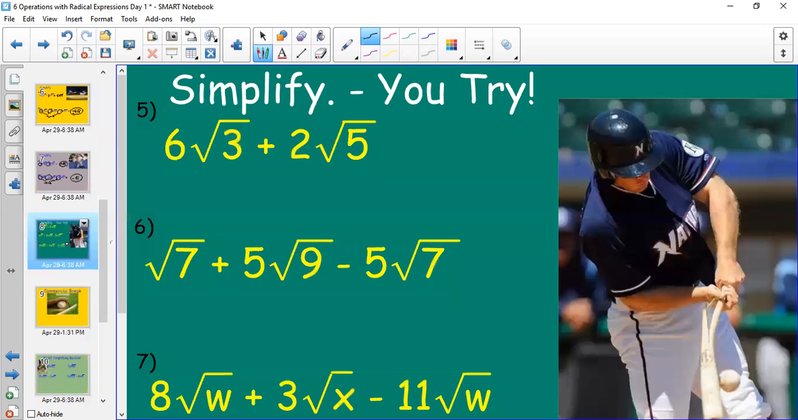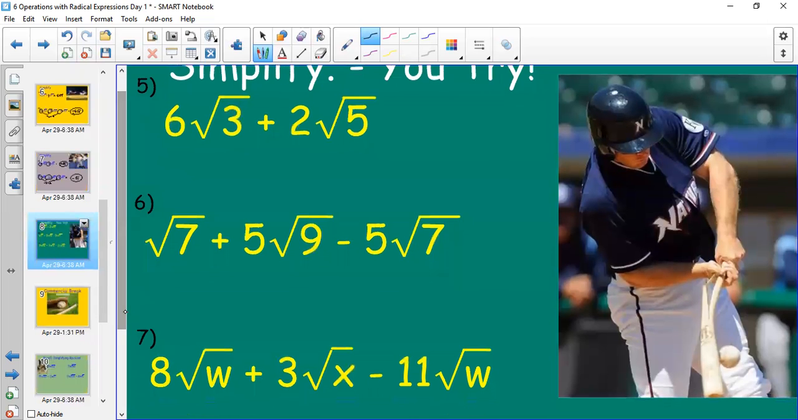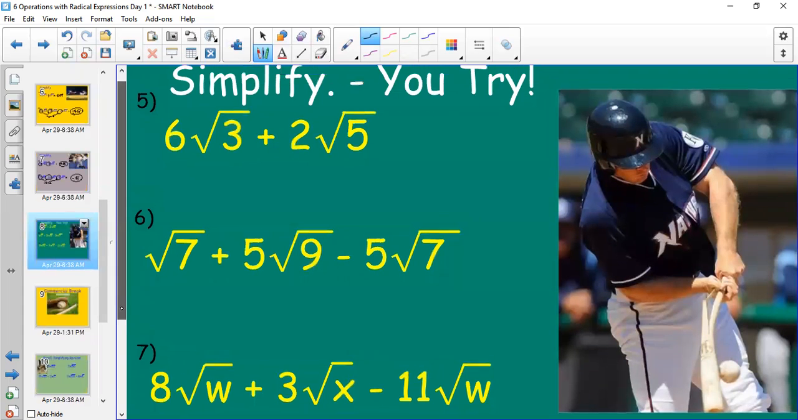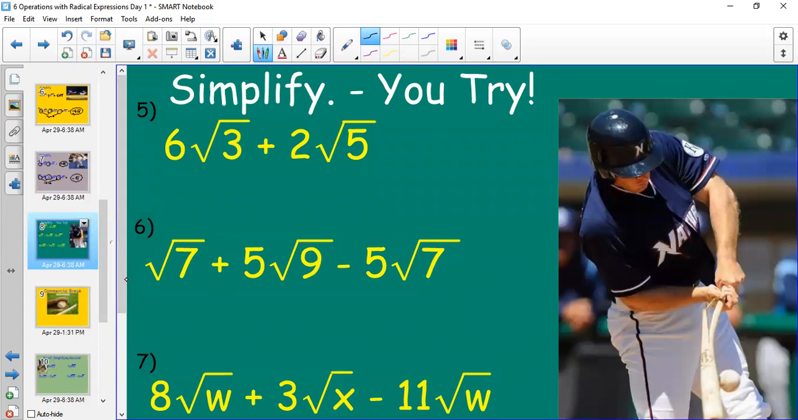All right, go ahead and pause now and try these three on your own. There's a few of them that are a little tricky, so throwing in some challenges. Okay, let's see how you did.